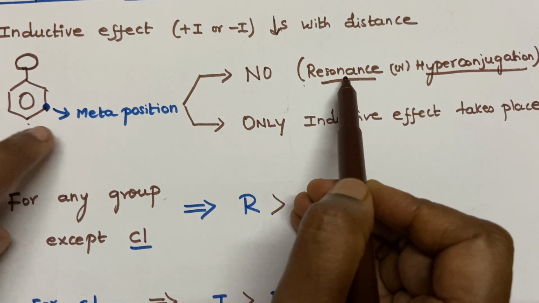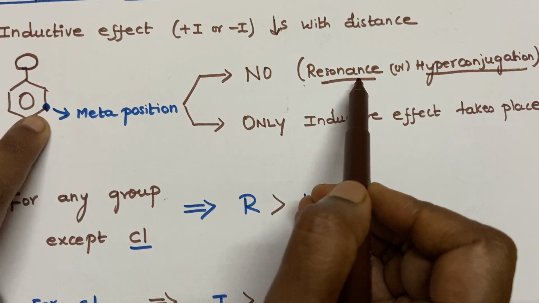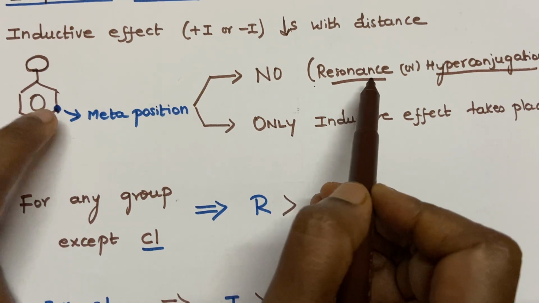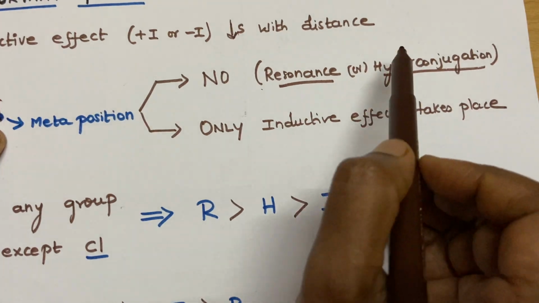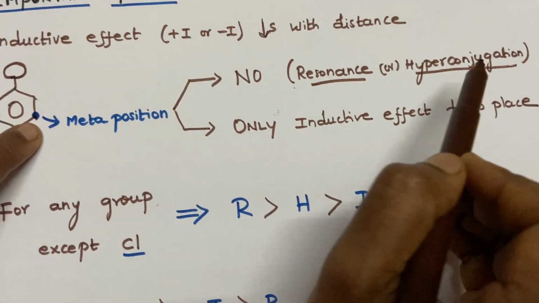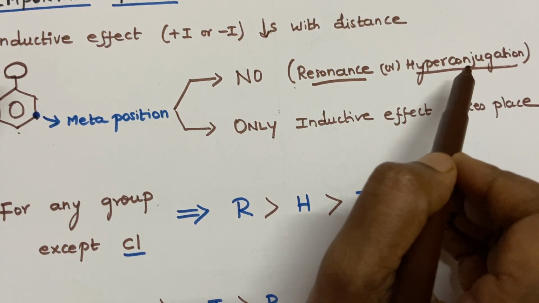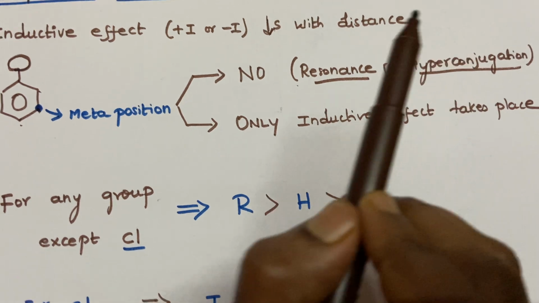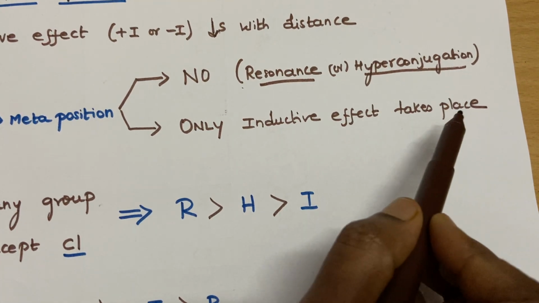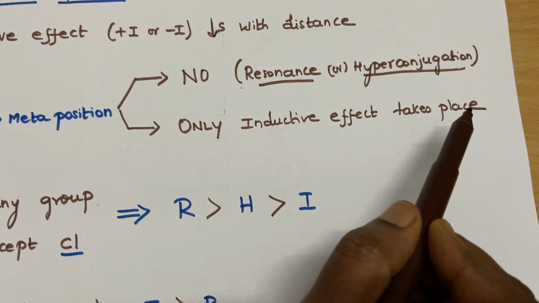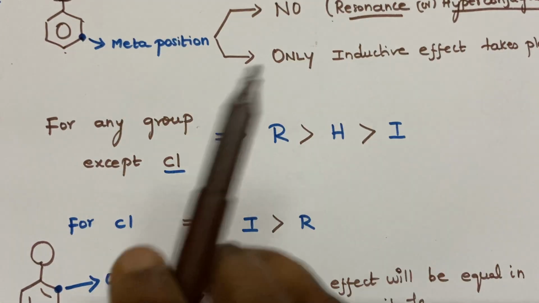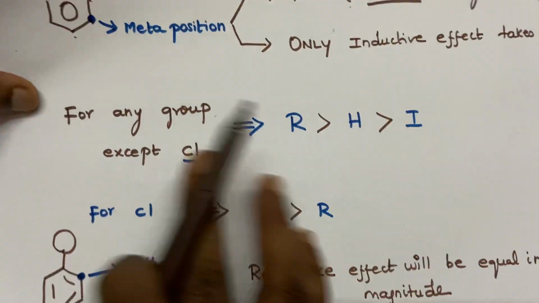Suppose a methoxy group is there, it is going to show plus R effect, but if it is situated in the meta position, no resonance. If a methyl group is there, even though it can show hyperconjugation, if it is situated in the meta position, no hyperconjugation. Please remember, very very important: only the inductive effect will take place at the meta position.